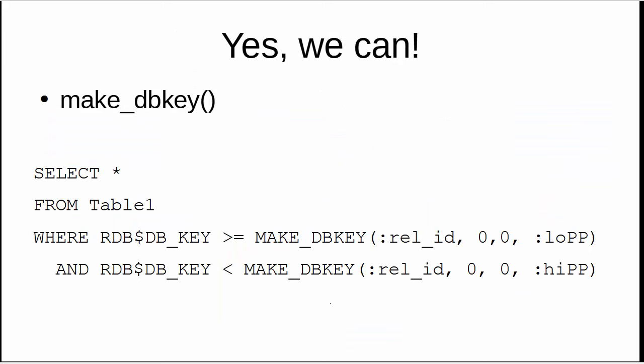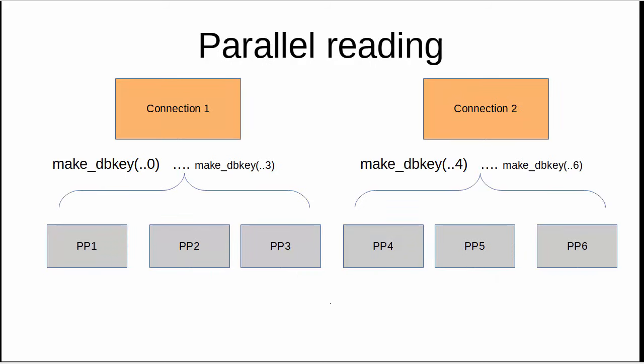In Firebird 4.0.4 appeared a function, MAKE_DBKEY, which is available for general use. You can create a query like this one on this slide, and identify and select records which are physically located on a specific pointer page. It means that we can do parallel reading.